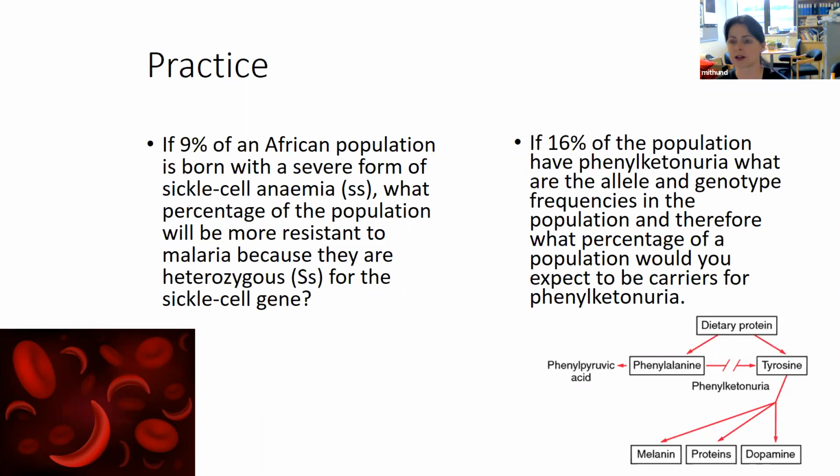Individuals who are heterozygote are more resistant to malaria because the sickling of the red blood cell makes it harder for the parasite to infect. So if that was okay, you can do the next one.